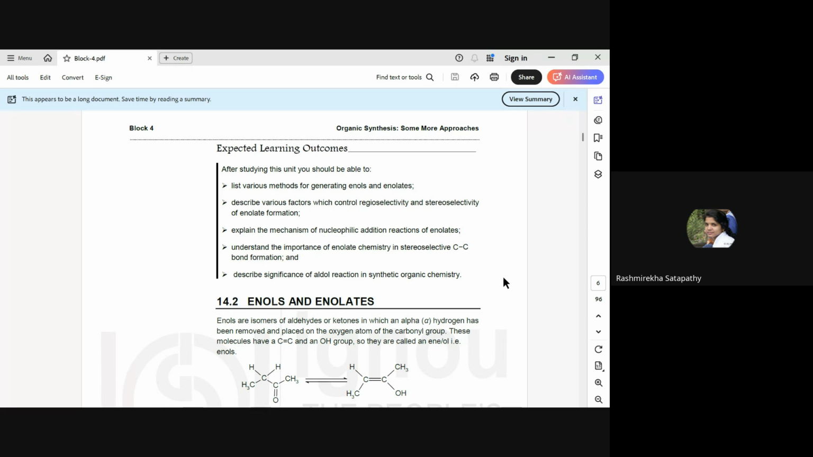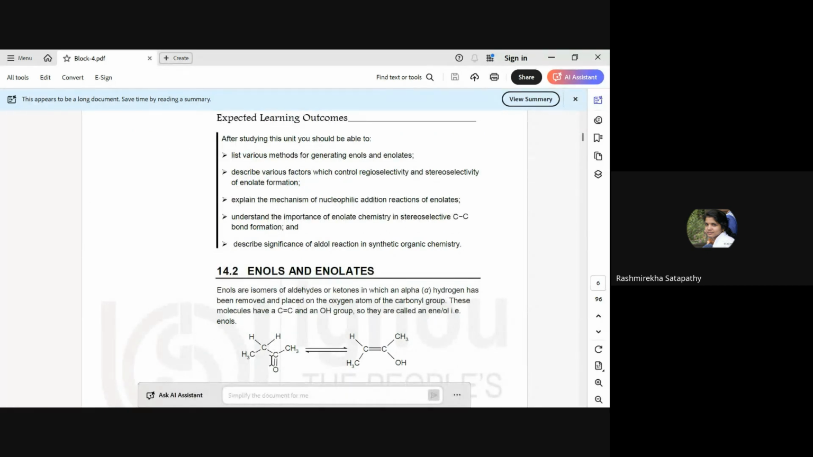So what is enol? Enols and enolates. Enols are the isomers of the aldehydes or ketones in which the alpha hydrogen has been removed. You can see that this is a ketone. This is the alpha hydrogen. Two alpha hydrogens are there. The hydrogen on the carbon attached to the carbonyl is called the alpha hydrogen. This is the alpha carbon. The alpha hydrogen has been removed and placed on the oxygen atom of the carbonyl group. These molecules have a carbon-carbon double bond and an OH group.